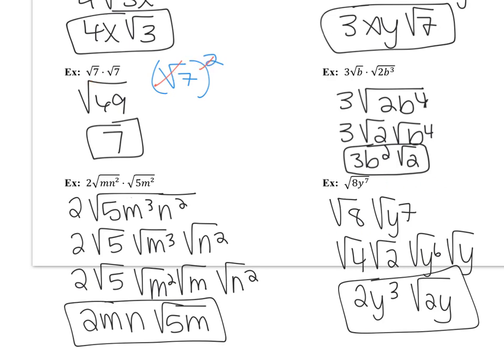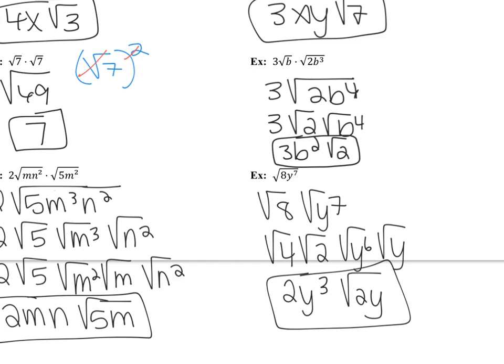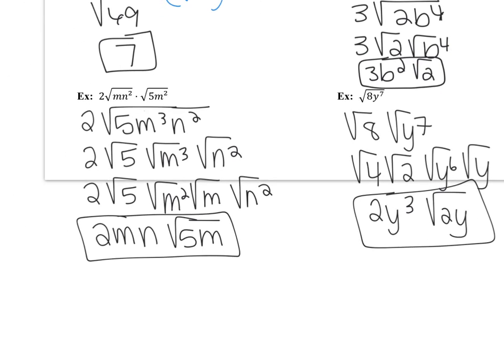On the next one, 3 again is the only thing outside the radical, so it stays outside. 2b cubed times b is the square root of 2b to the 4th, so I split this. I don't know the square root of 2, so it's going to stay inside, and I know the square root of b to the 4th is b squared. So 3b squared radical 2.